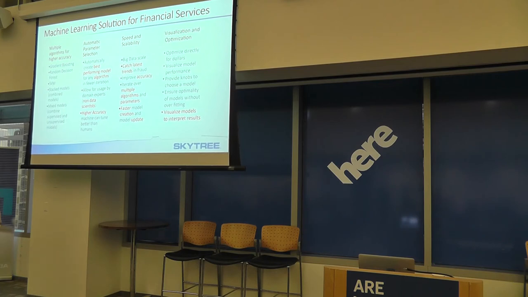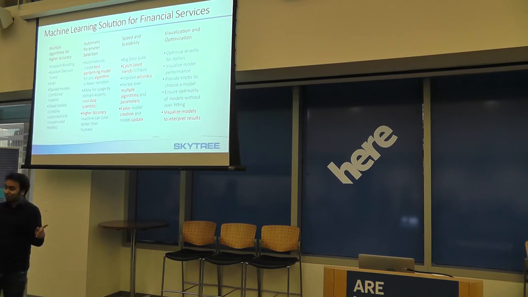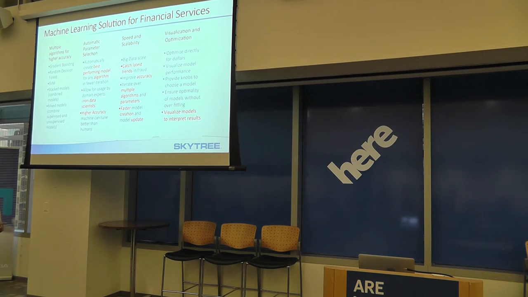Automatic parameter selection. Again, a machine can tune better than a person. Given a choice between me and a machine, I'm going to trust the machine more, unless I know something that the machine does not know. But the machine can read that data much better than I can. I cannot scan billions of rows of data. I cannot scan columns of data. So I leave the machine to tune for higher accuracy, and it allows for users who are non-domain experts.